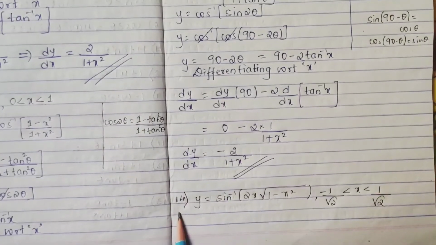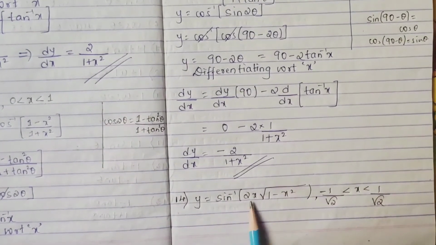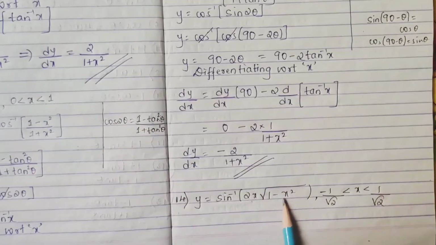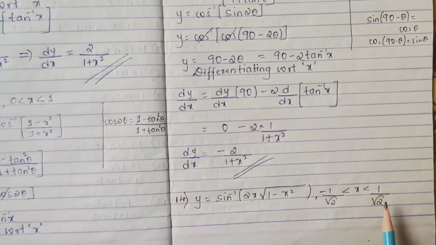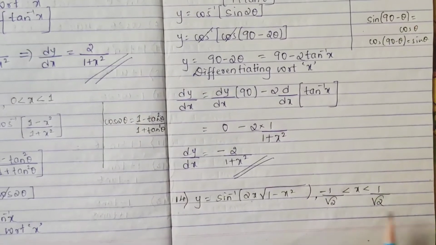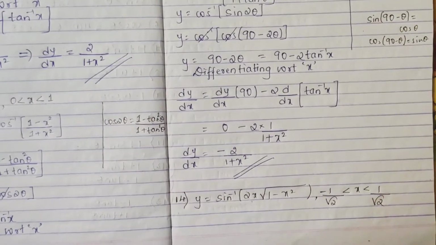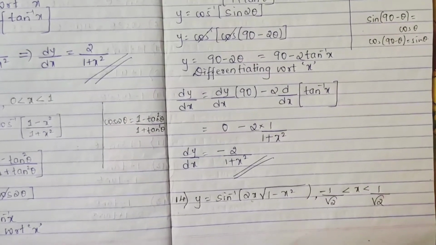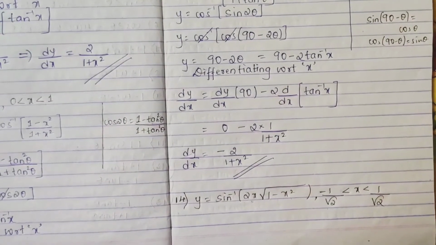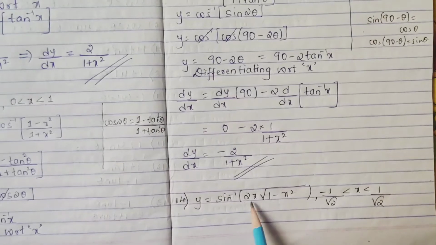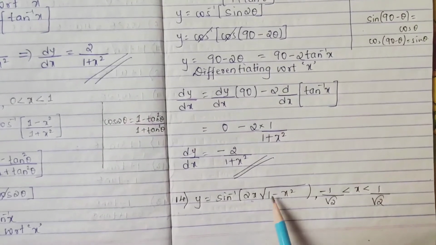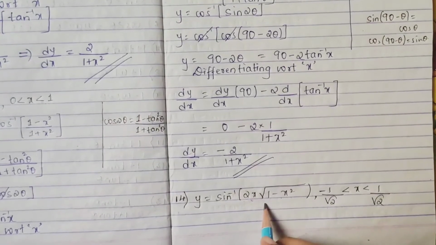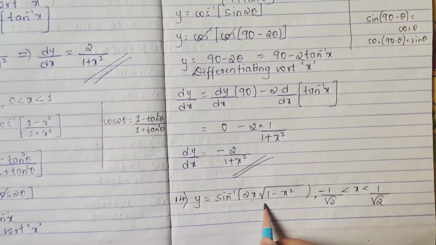The next problem, the 14th one: y is equal to sine inverse of 2x into root of 1 minus x square, where x lies between minus 1 by root 2 and 1 by root 2, meaning it is less than 1 by root 2 and greater than minus 1 by root 2. Now here you can see 2 tan theta or root of 1 minus tan square theta, you don't have those formulas among the many I have given you. So root of 1 minus tan square theta you don't have, but you have 1 minus sin square theta, 1 minus cos square theta.